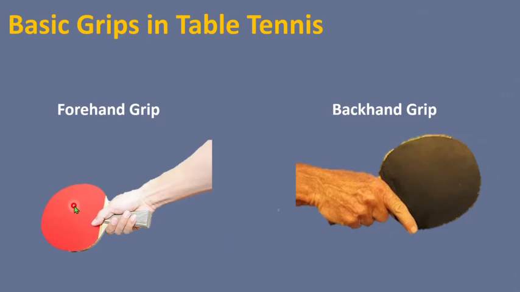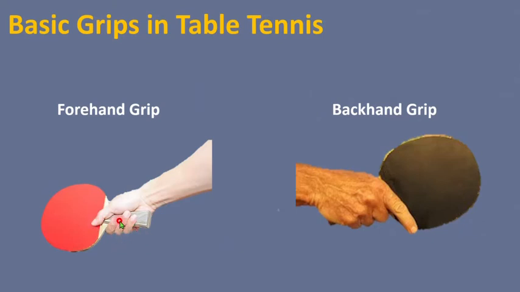And if you hit in the back using the backhand grip, you will hit the ball with the black colored side of the racket. The forehand grip is done by placing the thumb and pointing finger on opposite sides of the blade and at the top of the handle. The rest of the fingers are wrapped around the handle.